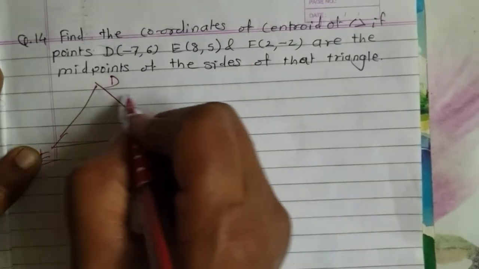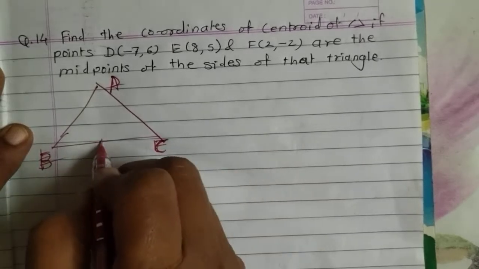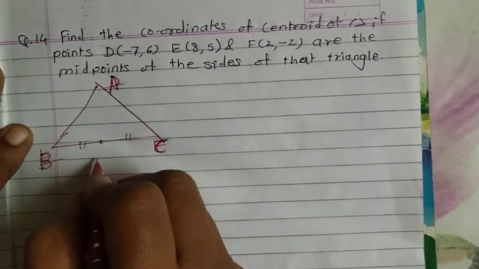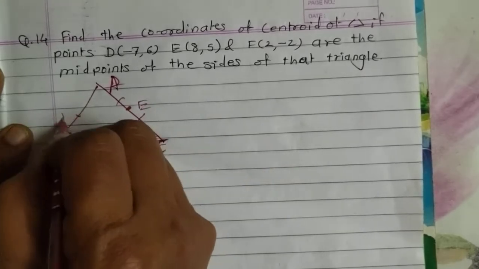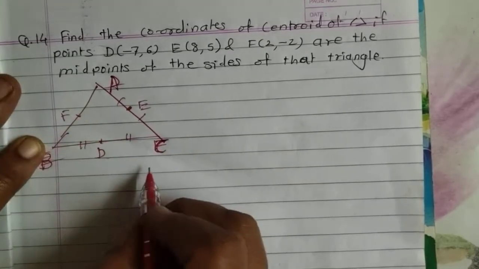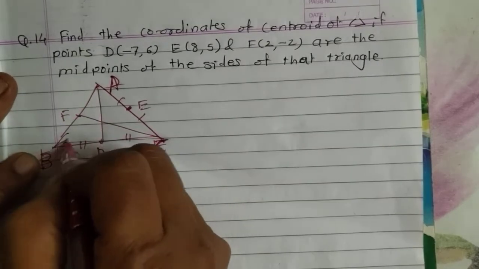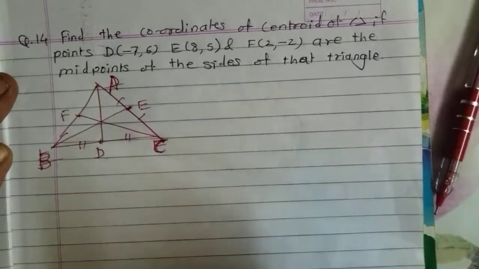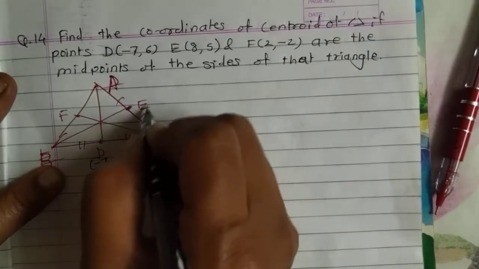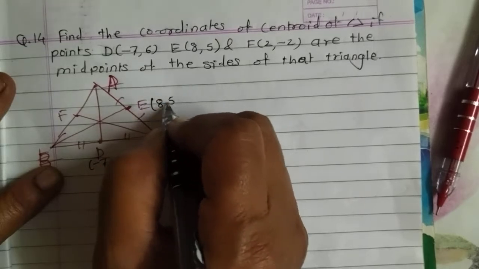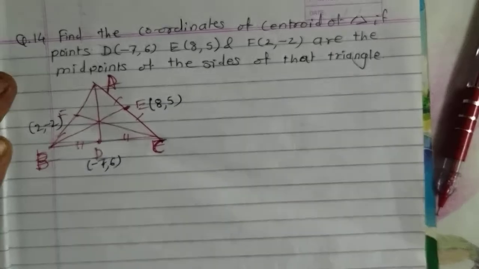Midpoints. Suppose the triangle is ABC, and the midpoints are D, E, and F. These midpoints, when joined to the vertices, give the medians of the triangle. The midpoints are given as D(-7, 6), E(8, 5), and F(2, -2).